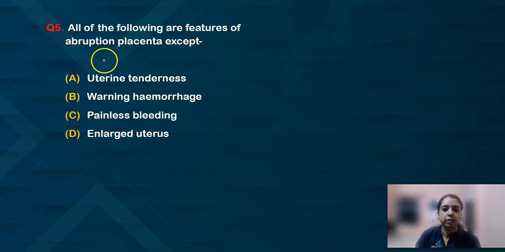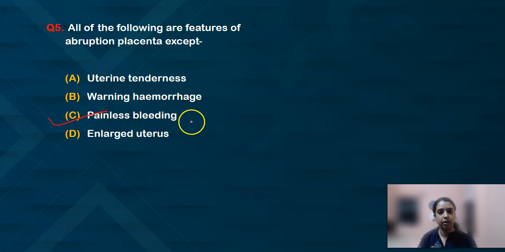All the following are features of abruptio placentae except. Very commonly asked question and very easy one. Is it uterine tenderness, warning hemorrhage, painless bleeding or enlarged uterus? What it is? Obviously, it is painless bleeding. Painless bleeding is a sign of placenta previa, not abruption.